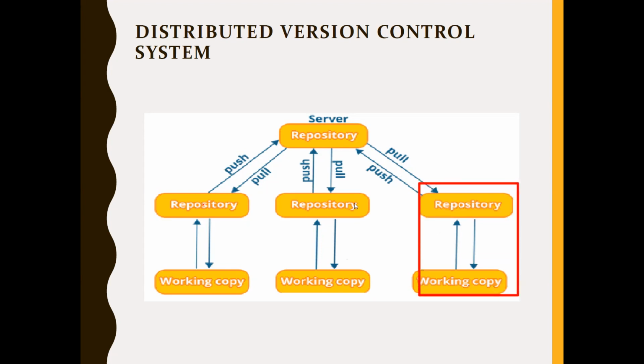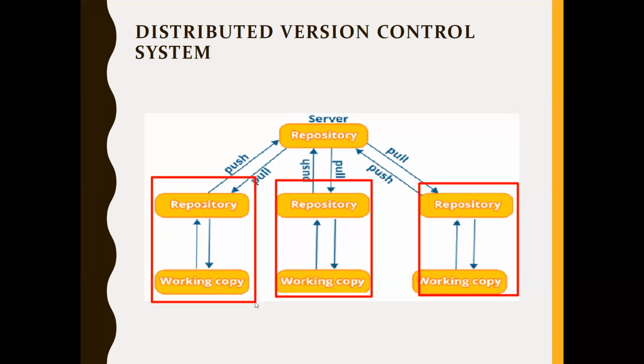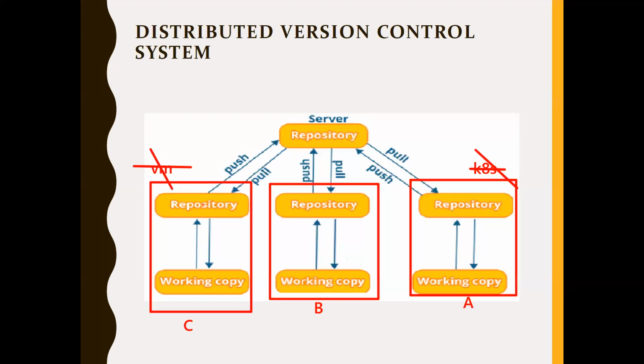So this is the architecture of a distributed version control system, and it overcomes the drawbacks posed by the centralized version control system. Because of this architecture, even though there is no network connectivity, we can still work on local. Once the network resumes, you can push or pull the changes. This is how it works.